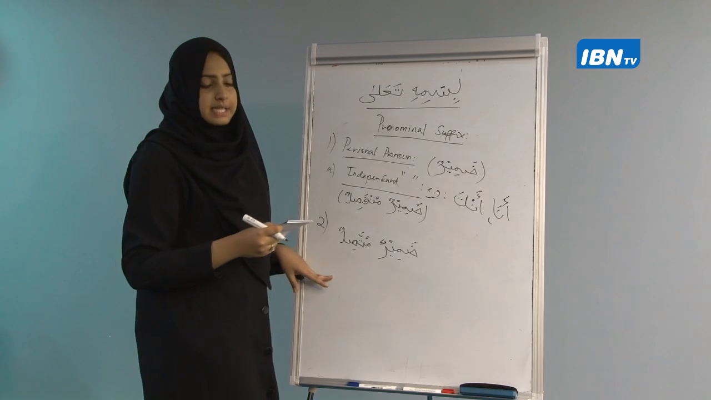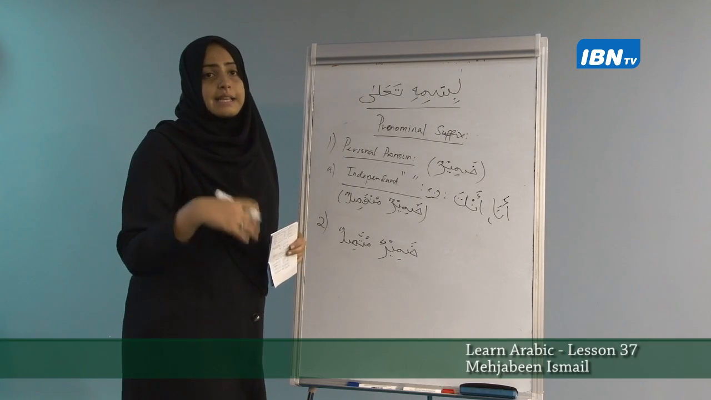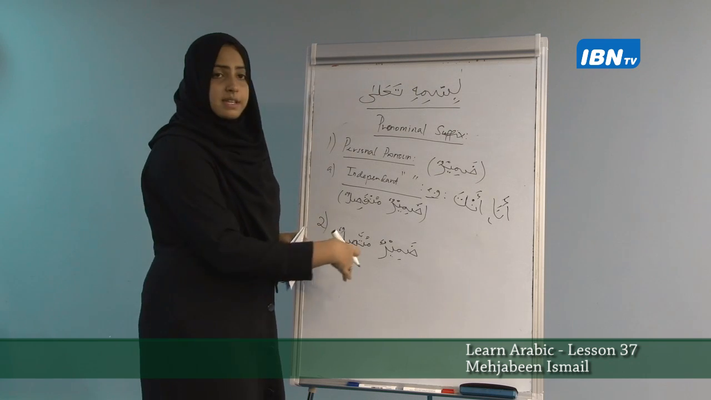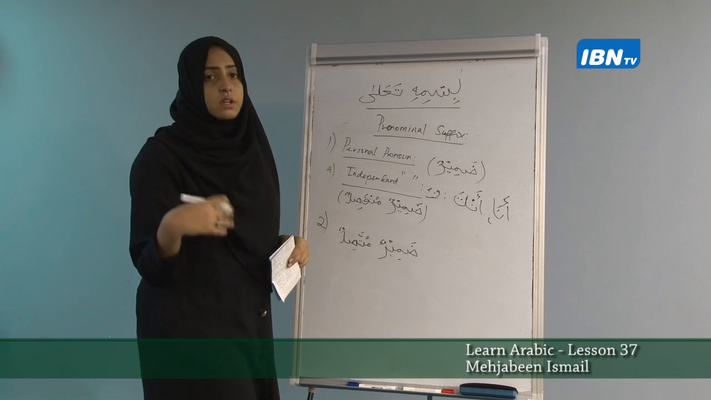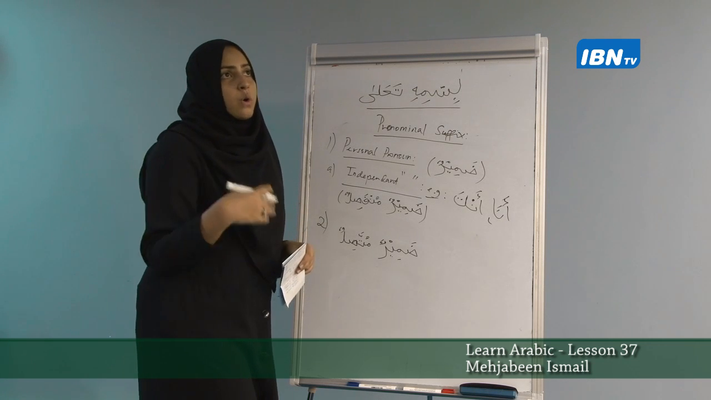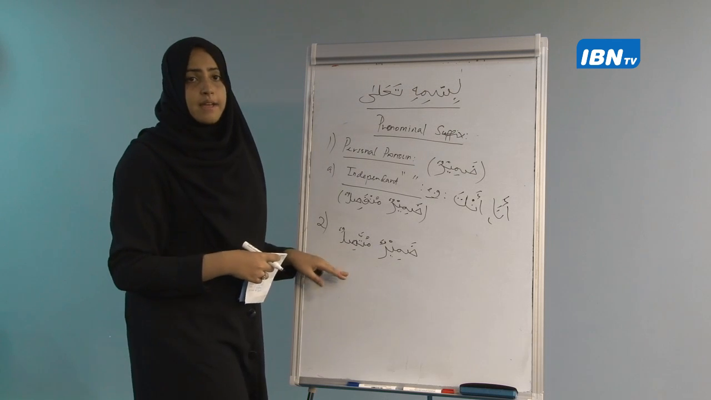And of course, these are the type of pronouns that are actually used as suffixes. These dhamir muttasil are used as suffixes and they are attached to either a noun or a verb or to a preposition. And of course, we will be looking at many examples.